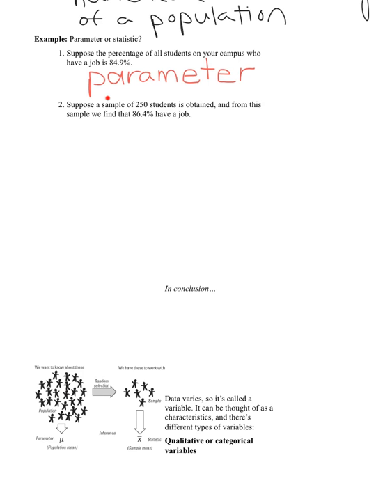Because it's a sample, we know it's a statistic. Notice that the statistic that comes from the sample, in this example, is really similar to the actual percentage. That's normally what we're going to find. If we have a good sample, it's going to be really close to the actual number.